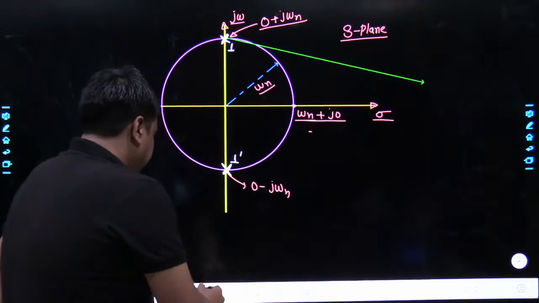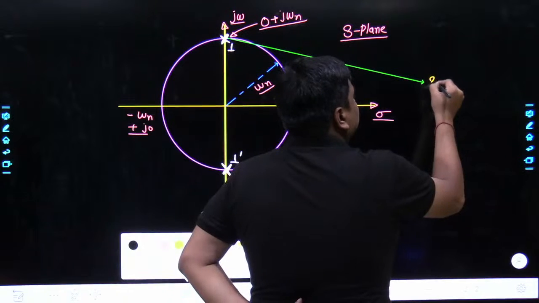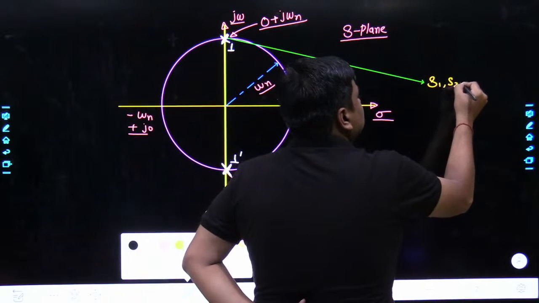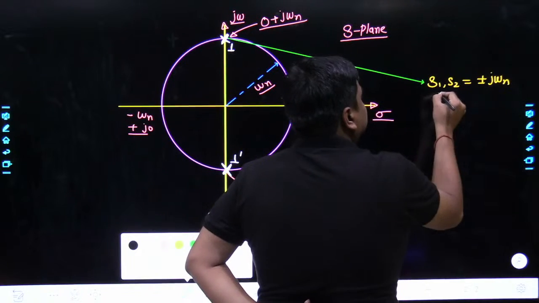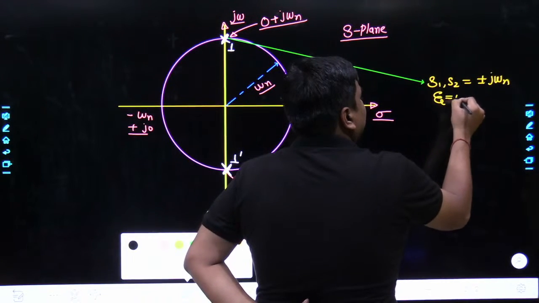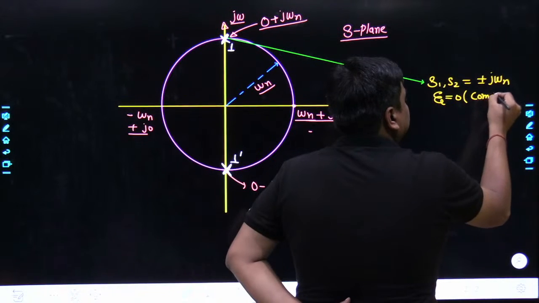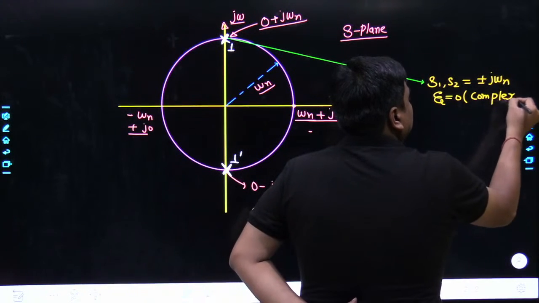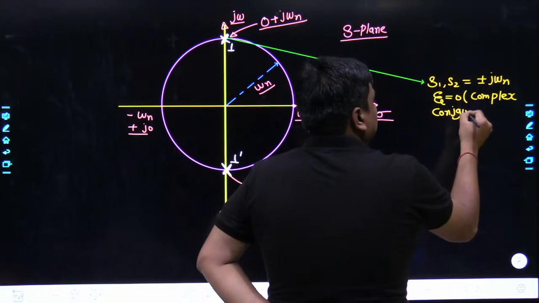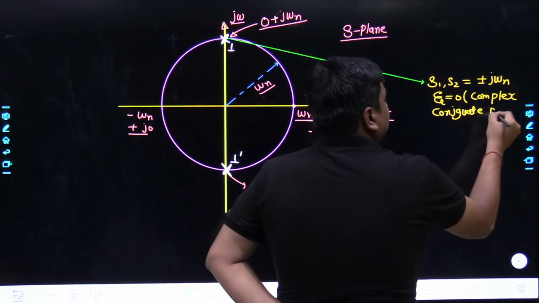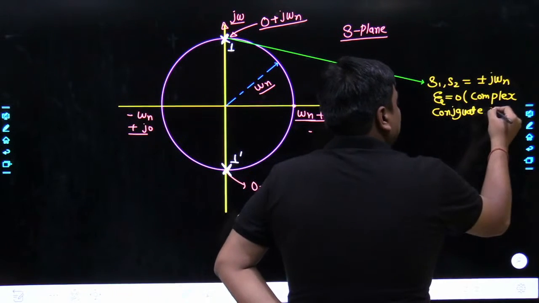May I know which point it is? We get the locations of the poles S1 and S2 at plus minus j omega n when zeta is equal to 0. May I know which type of pole it is? It is a complex conjugate pole with zero real part, a pole with zero real part.